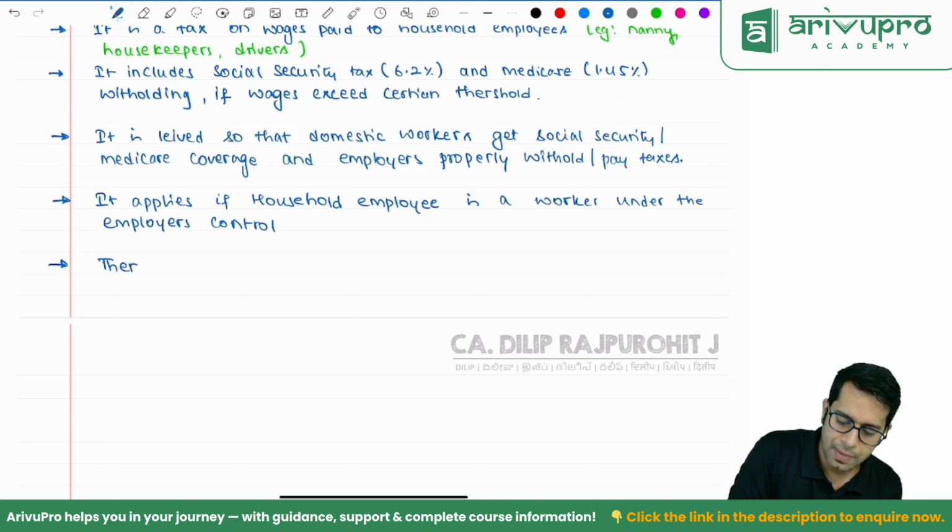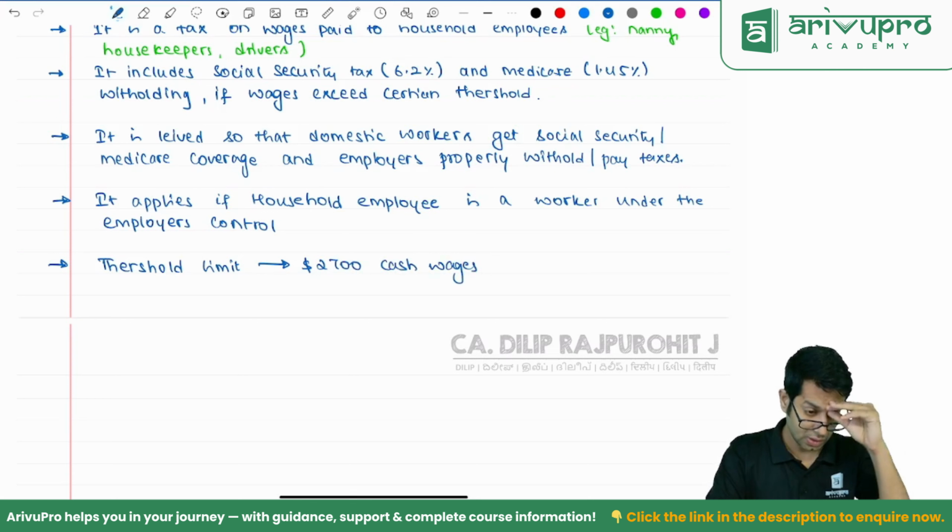What is the threshold limit for applying this, sir? The threshold limit is $2,700 of cash wages. For 2024, it is $2,700 of cash wages.